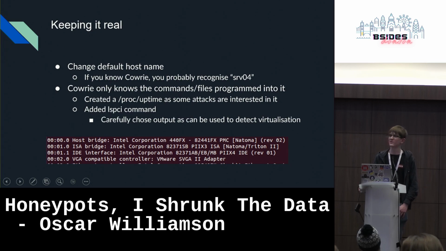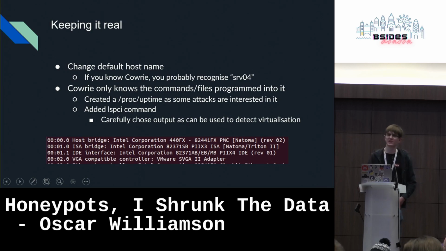So first things first, if you've ever used Cowrie, you'll know it has a default hostname of server 04. So any attacker who knows what they're doing would see that hostname and immediately log out, because they know they're in a honeypot. So the very first thing you want to do is change that. I think the instance I have running uses production as a hostname. Hopefully that seems appealing to an attacker.